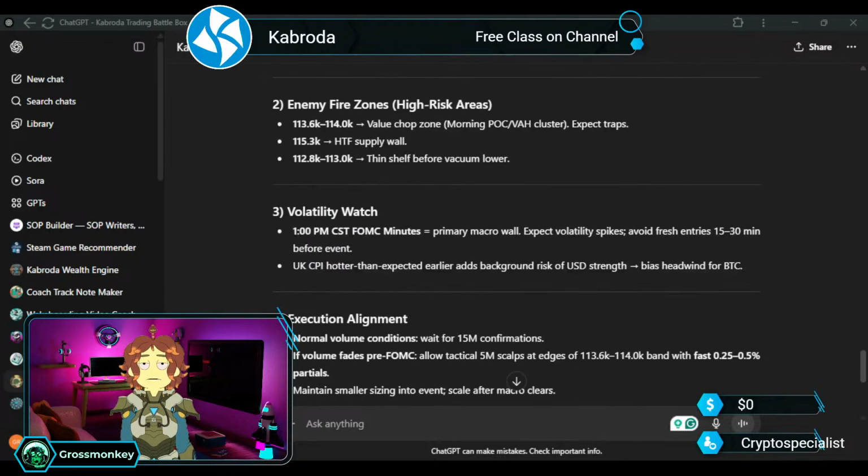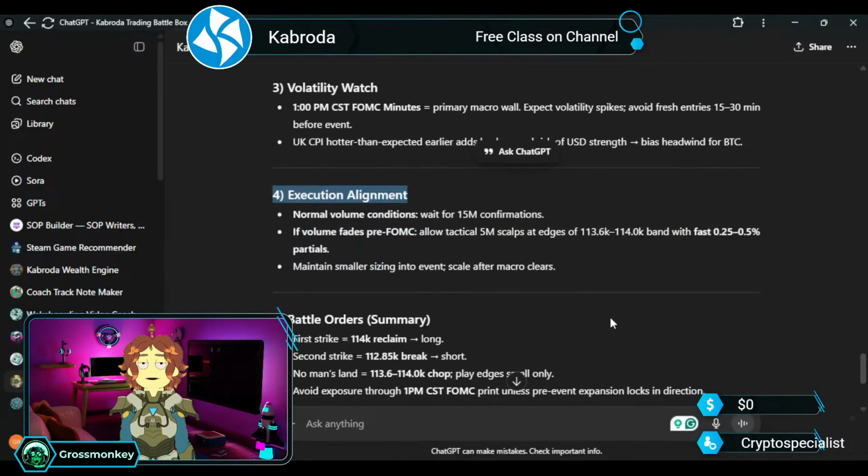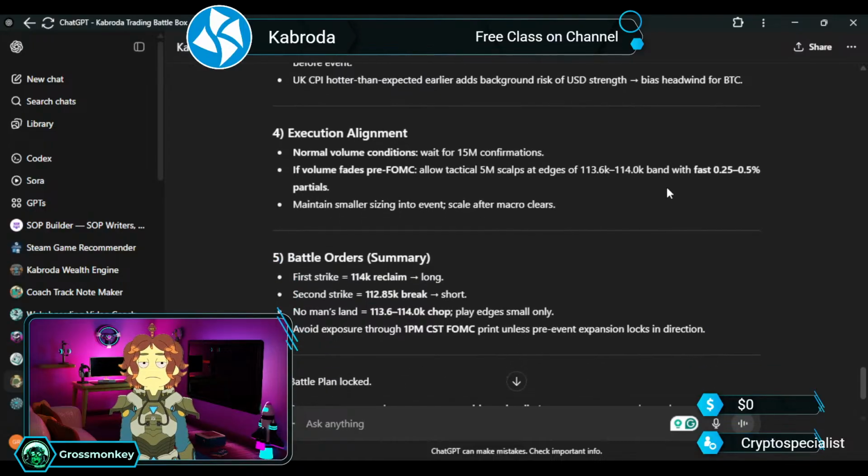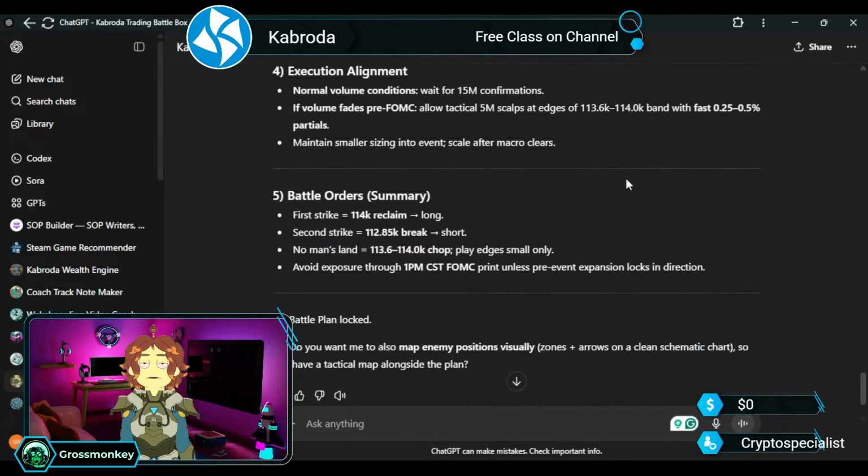It is saying watch out for that 1 o'clock FOMC meeting. If you are planning on doing any trading, just watch out for that, because it could throw some volatility into the market. It should really only be like 15 to 30 minutes before or after the event, but it's something to watch out for. It's also saying that the UK CPI came in hotter than expected earlier. That means there's added background risk of USD strength, so it's a biased headwind for BTC.